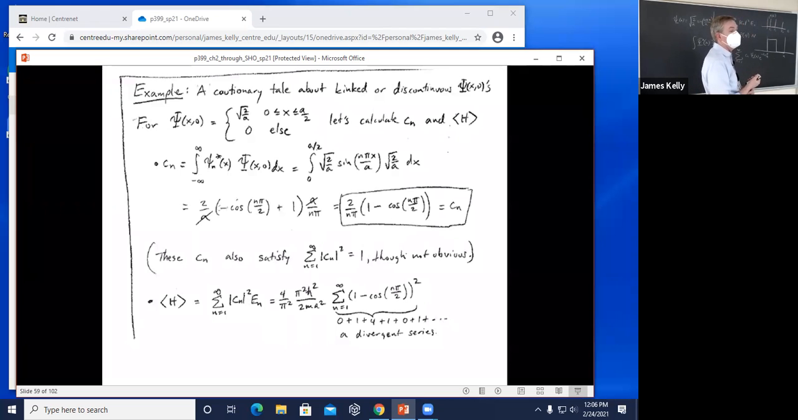So, okay, there's nothing wrong with that, but you realize that it's not physically realizable. We couldn't prepare that because it sounds like it would take an infinite amount of energy to do it.